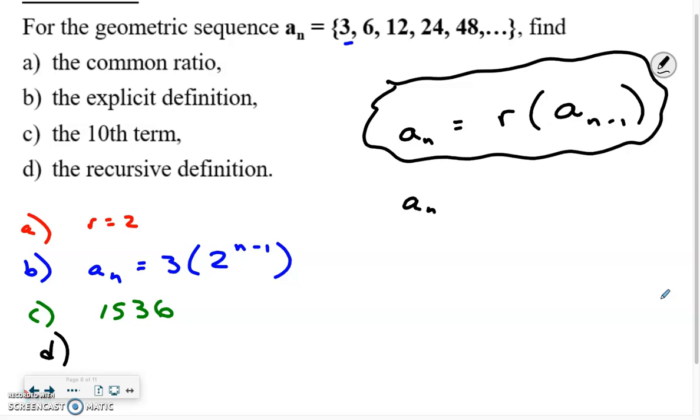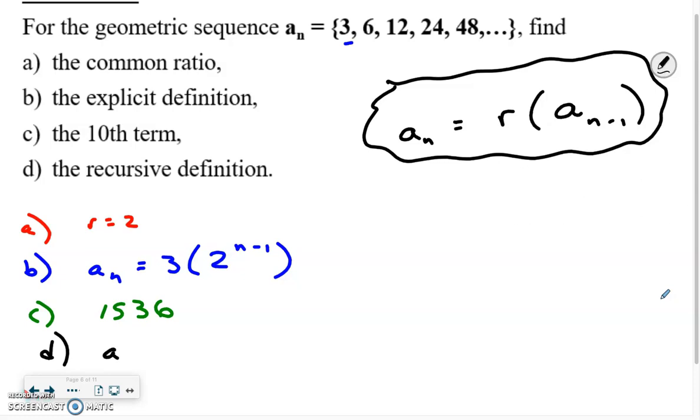Could we also think of it this way? If you want to find the next term, you're going to take R times the current term. Would that work as well? Like I said, the one that we have the squiggly line around, that's more common to what we're trying to accomplish, like I said. But they're both true. They both work.